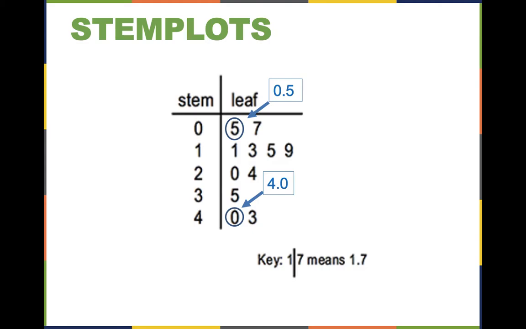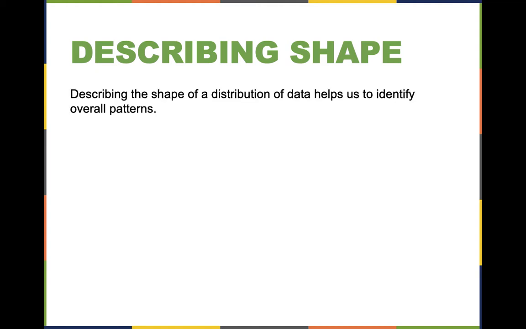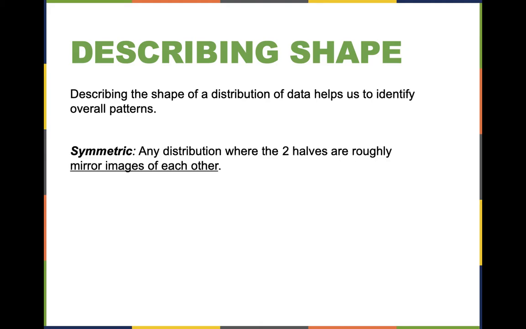I also want to point out that usually stem plots are organized from lowest to highest value, and that's what we see here. Notice the first values that show up are 0.5, 0.7, 1.1, 1.3, 1.5, and it continues in increasing order. Let's now talk about describing shape. And the reason we describe the shape of a distribution of data is to help us identify overall patterns.